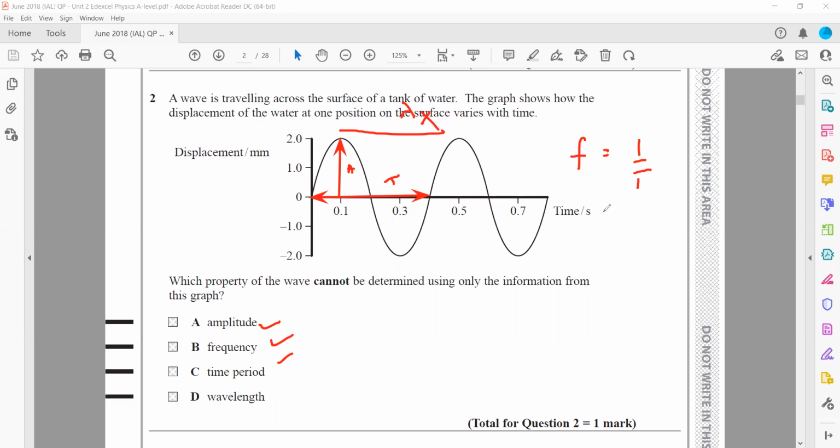Why is it not a wavelength? Because the x-axis is the time axis. If it was a distance axis, then I could work out the wavelength. With the time axis, I cannot work out the wavelength. That's why wavelength cannot be determined from this information.